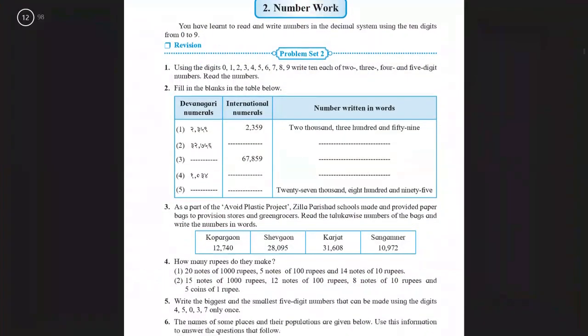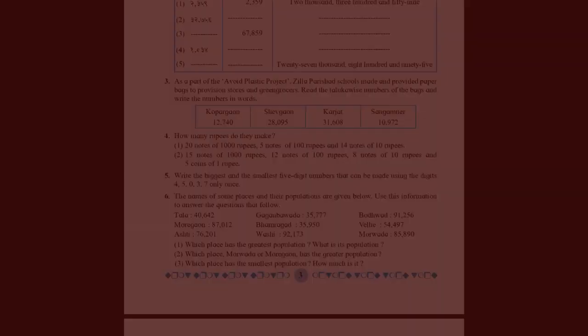Now question number 3. As a part of the Avoid Plastic project, Zilla Parishad schools made and provided paper bags to provision stores and greengrocers. Read the taluka-wise numbers of the bags and write the numbers in words. So you are given four different places. Kopargaon, there is a number that's written. Those are the number of bags that they made. You have to read it and write it in words. Okay. So I've done it for you. You can go through it.